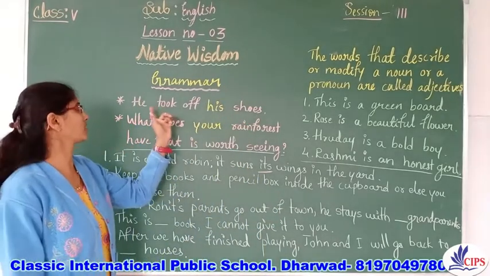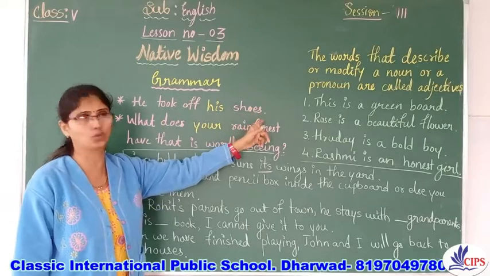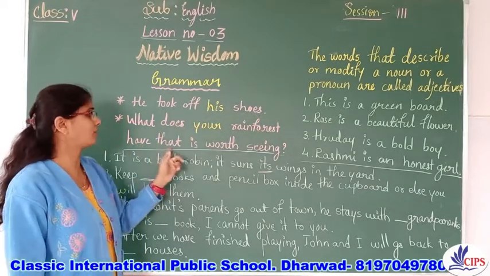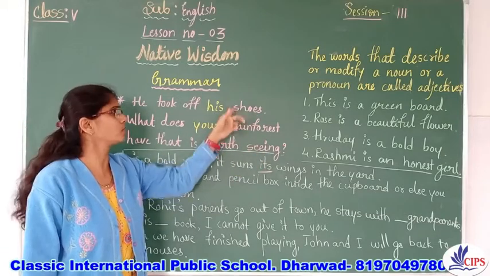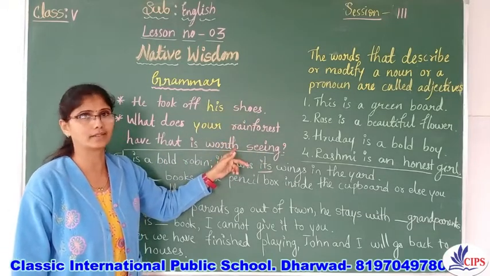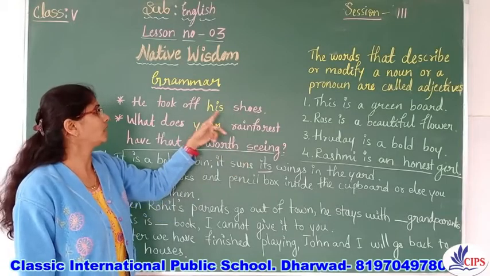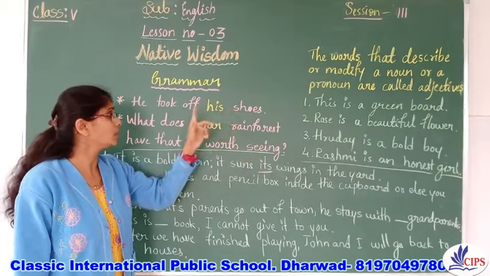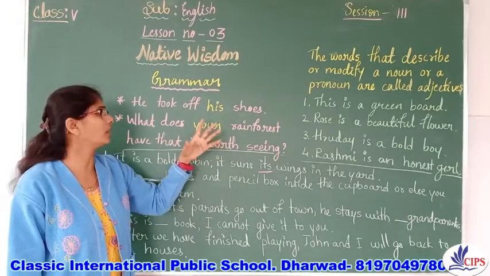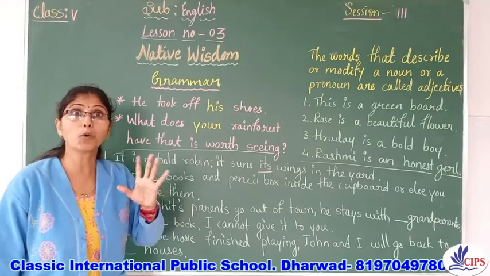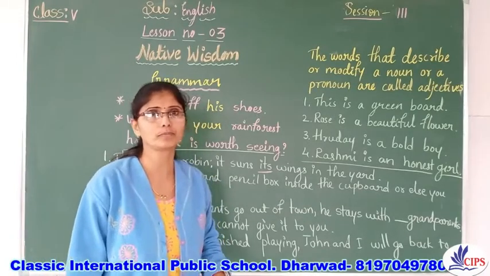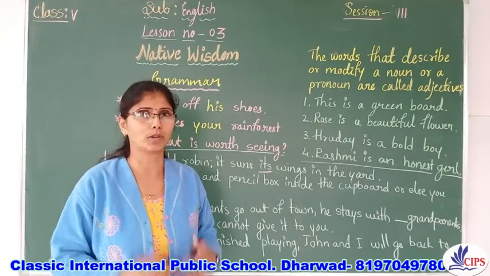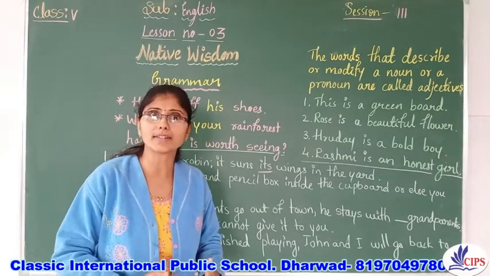Let's see the first sentence. He took off his shoes. Next one. What does your rainforest have that is worth seeing? These two sentences are from the third lesson. Yes. So here, whose shoes? His shoes. Whose rainforest? Your rainforest. Here, these words show possession. So these are called possessive adjectives. What to say? Possessive adjectives.